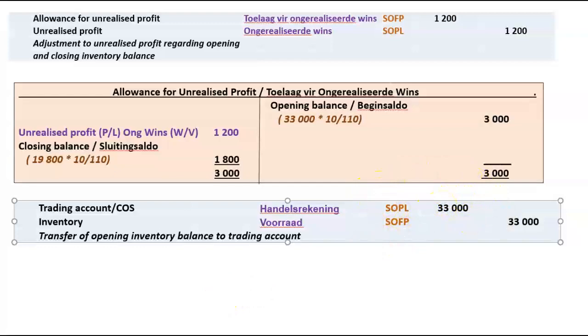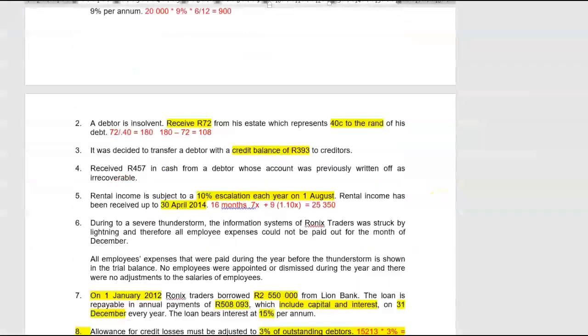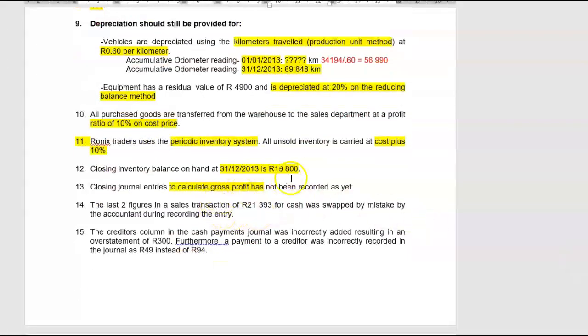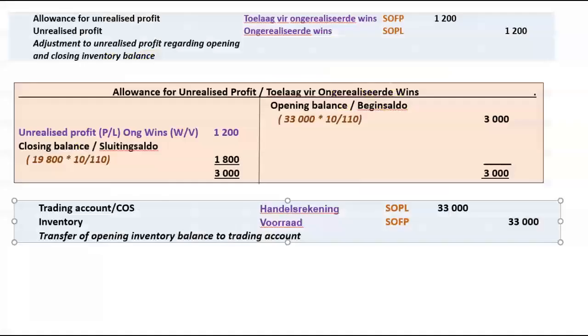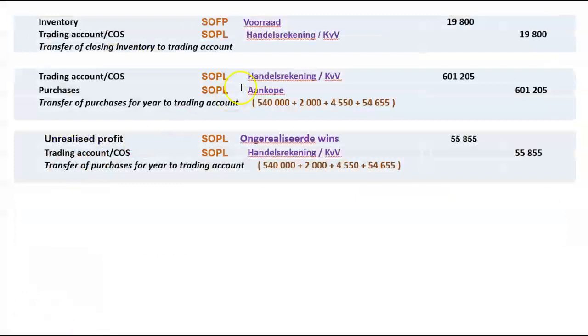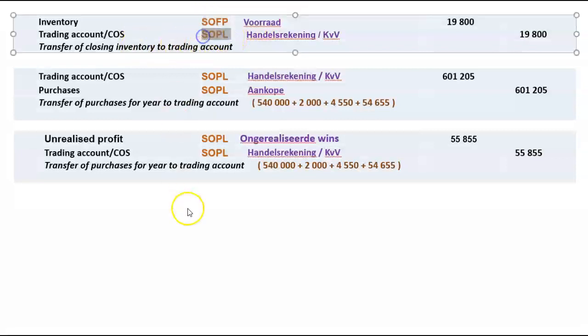Good. The question tells us that our closing inventory was 19,800 Rand. So obviously we're going to debit our inventory account at year end with that amount of 19,800 Rand. There it is. And we're going to credit cost of sales, so our trading account, with 19,800 Rand. Inventory is on the statement of financial position, trading account or cost of sales on the statement of profit and loss.